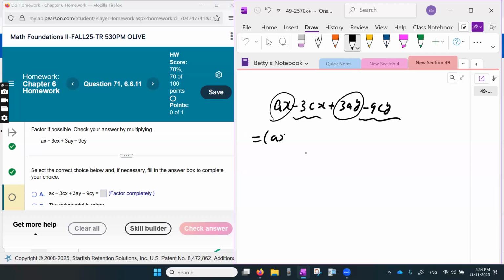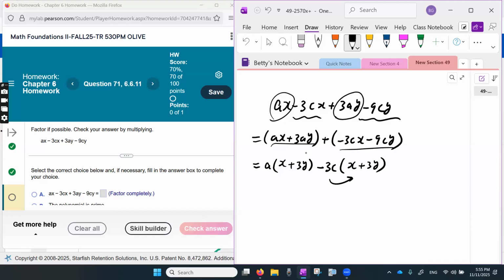So we have ax plus 3ay, and then negative 3cx minus 9cy. Yeah, this way we are able to factor this polynomial with 4 terms. The first group has GCF a. After we factor a out, we have x plus 3y. And the second group has a GCF of negative 3c, actually. 3 and 9, GCF 3. c is common. And inside the parentheses, we have x plus 3y.